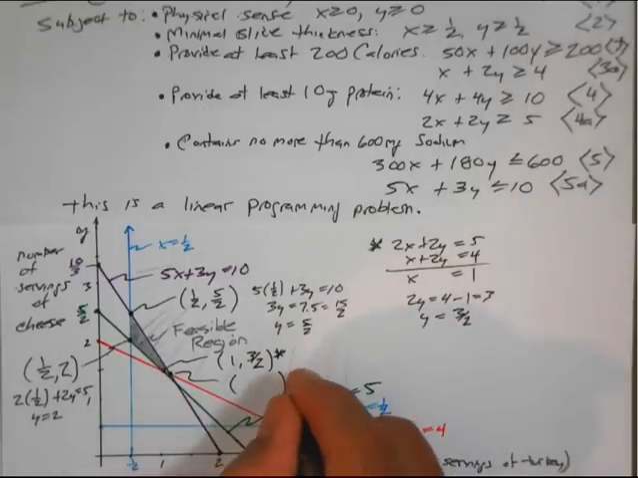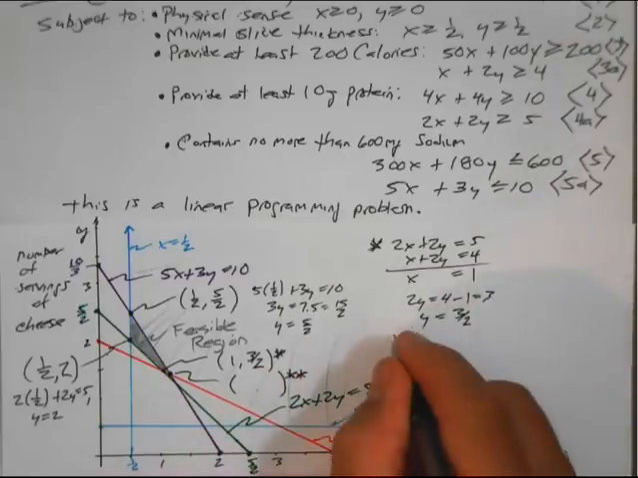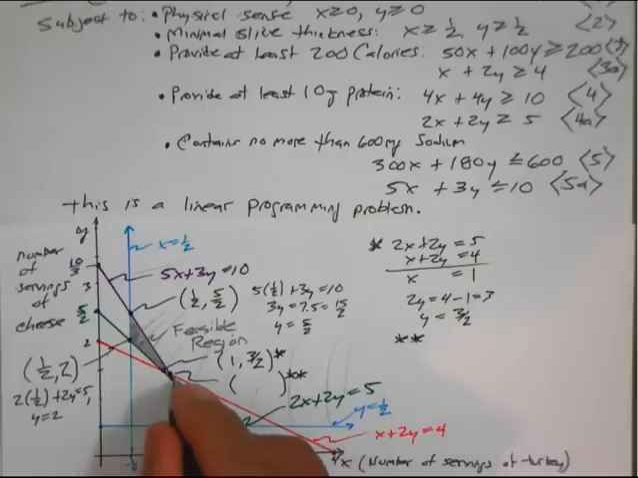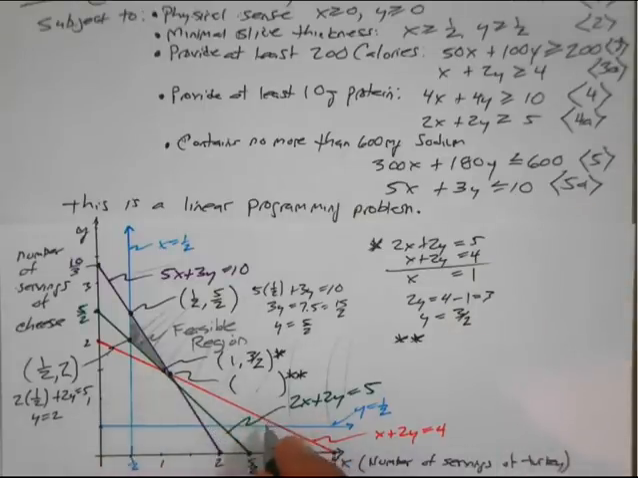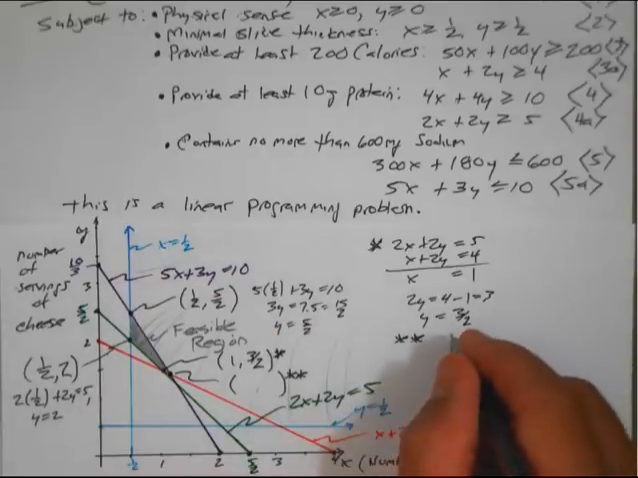Here, another vertex. This will be a subcalculation, 2 asterisks over here. What's going on in this point? It's an intersection of the purple line and the red line. Purple line, 5x plus 3y equals 10.